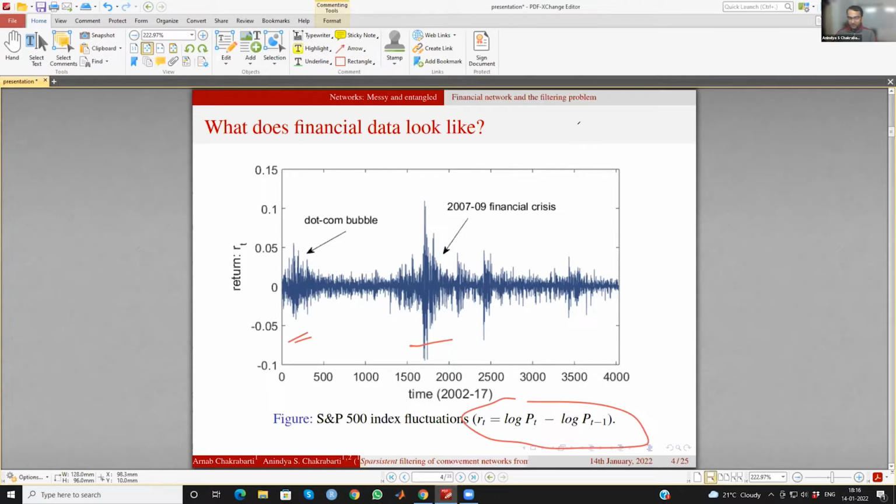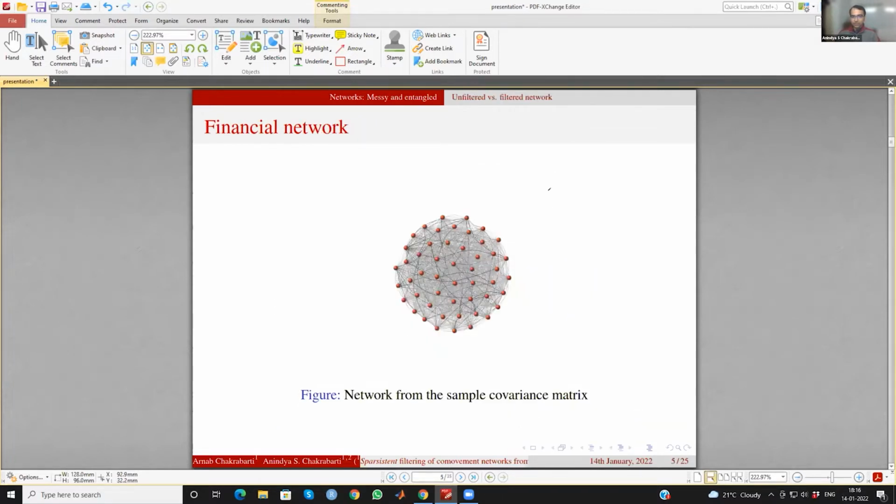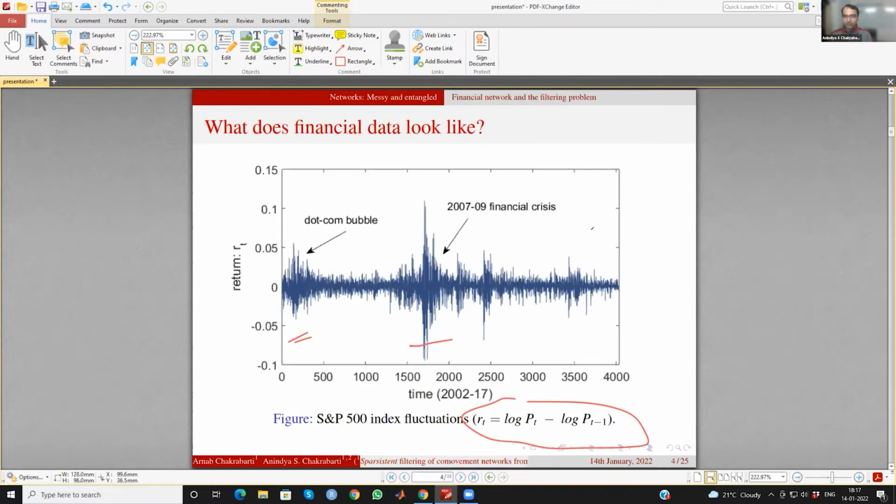So what do I mean by that? The idea is as follows: if there are n assets, so for example, in the earlier case, if you take the S&P 500, then this n was more like 500 assets. Now, this is what represents the average behavior.